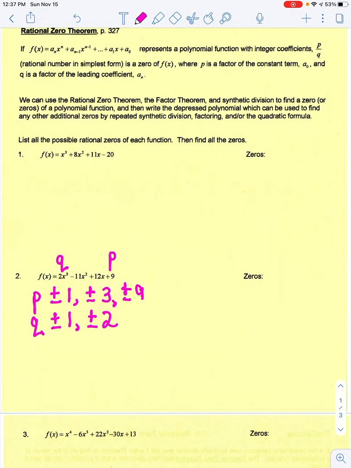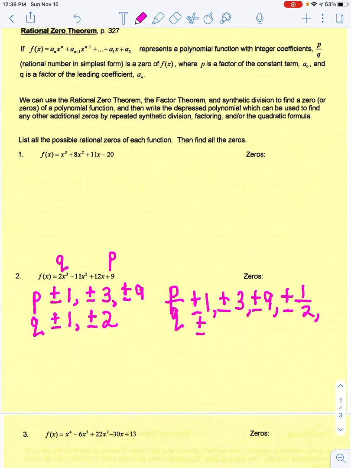So here, P over Q, which I'm going to write here, if you take each P factor over the Q factor of 1, that's going to include plus or minus 1, plus or minus 3, and plus or minus 9. And then if you take each P factor over 2, that's going to add to the list plus or minus 1/2, plus or minus 3/2, and plus or minus 9/2.